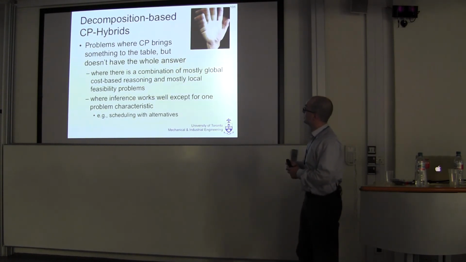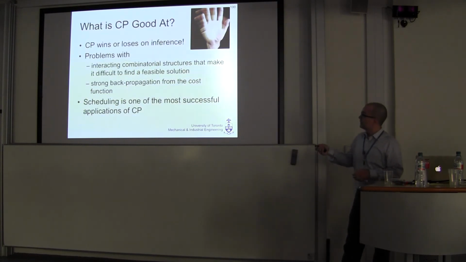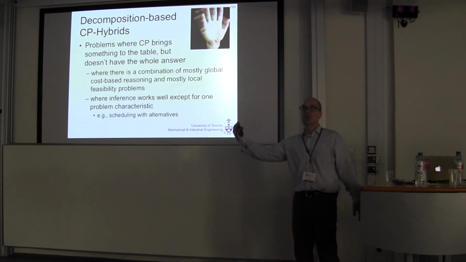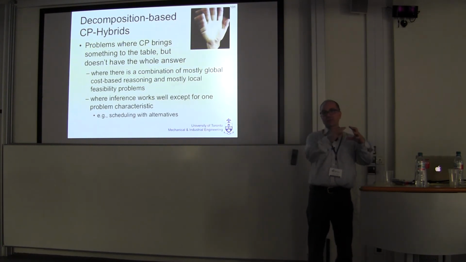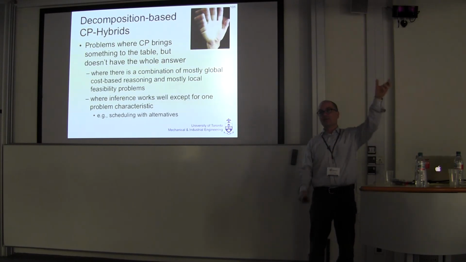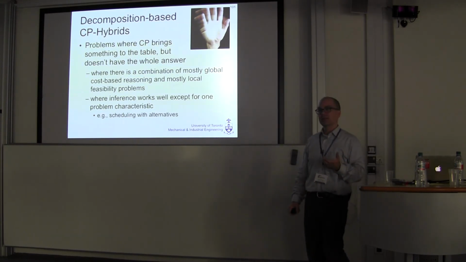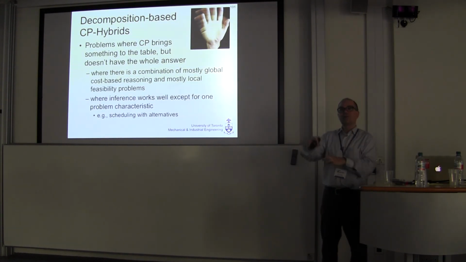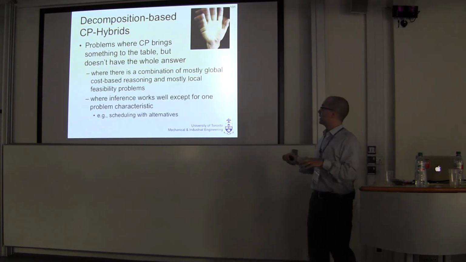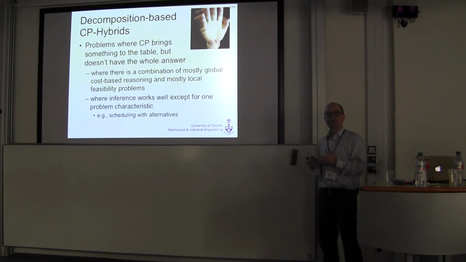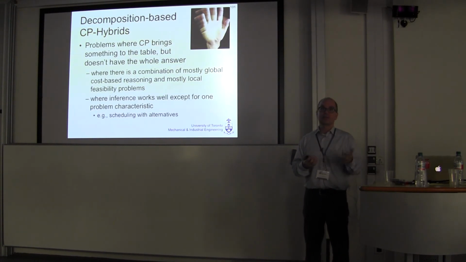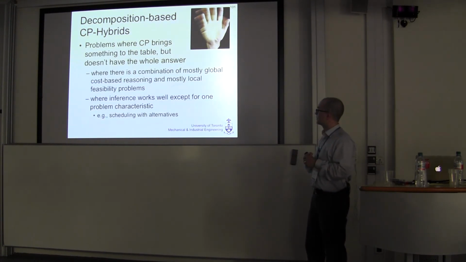Decomposition-based CP hybrids. Again, given these weaknesses, we might be able to design problems where we extract most of the cost reasoning and focus our subproblem on what CP is good at, and focus the cost reasoning on something that MIP is good at. So trying to understand where these solvers work better or less well might drive us to these decompositions, and because we can sometimes do these decompositions without giving up optimality, this is a promising technique for solving some of these very hard optimization problems.